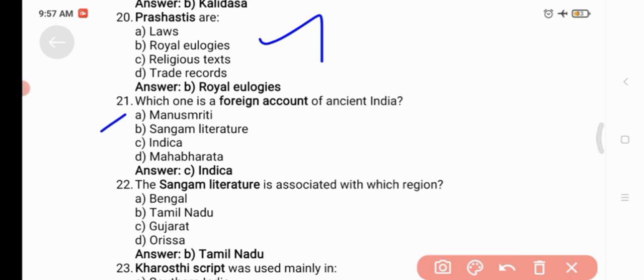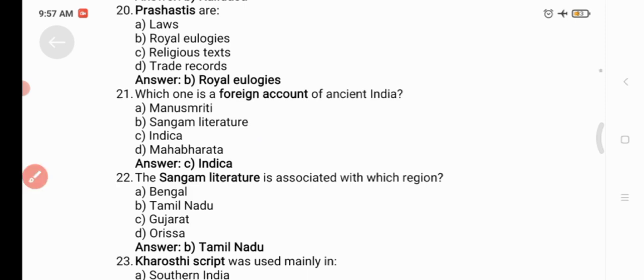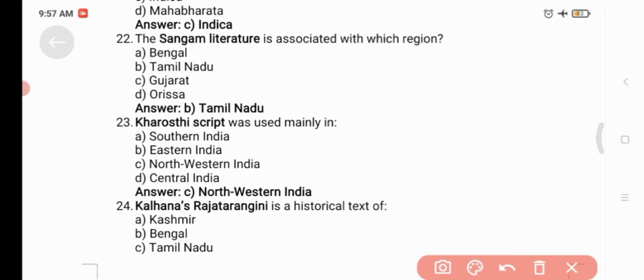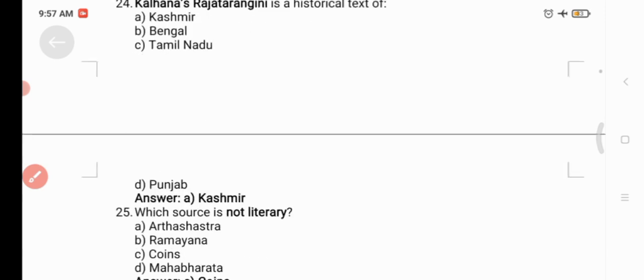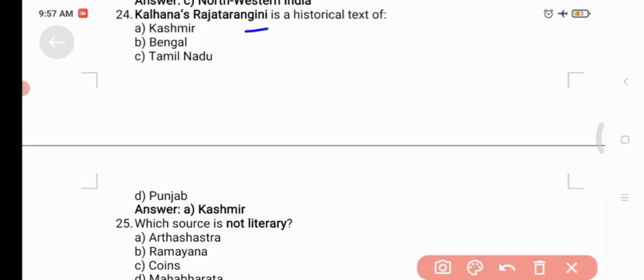Which one is a foreign account of ancient India? Option C, Indica. The Sangam literature is associated with which region? Option B, Tamil Nadu. Kharosthi script was used mainly in option C, northwestern India. Kalhana's Rajatarangini is a historical text of option A, Kashmir.